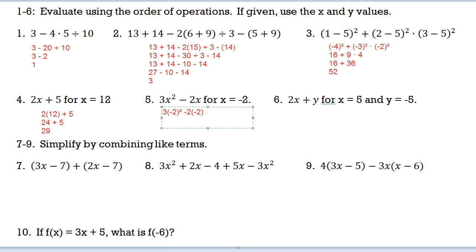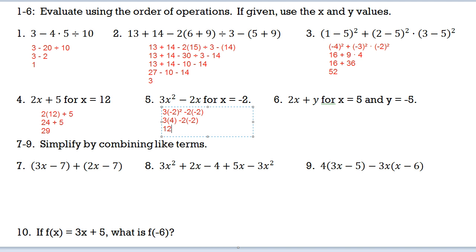All right, order of operations tells us that we have to square next. -2 squared is +4. We've actually got 2 multiplication steps that have to be done here, so let's do both of them. 3 times 4 is 12.